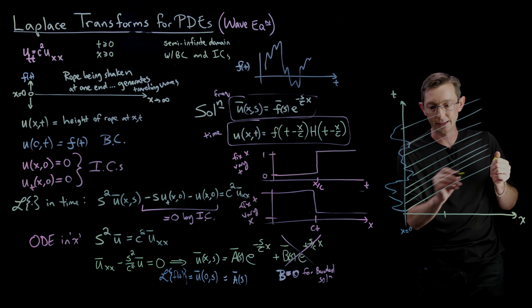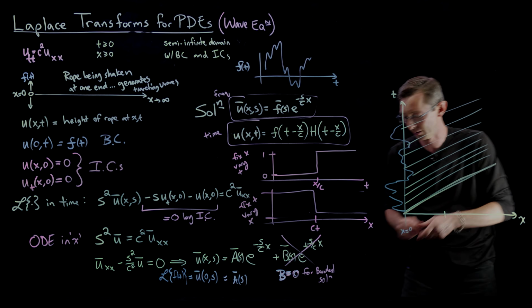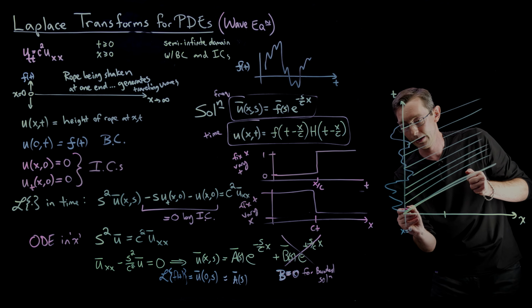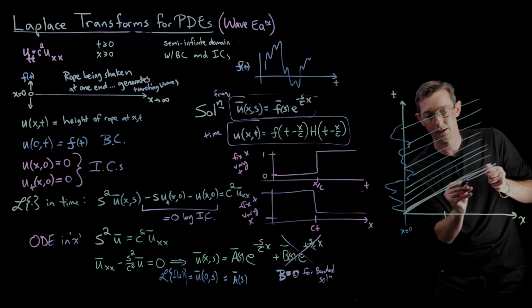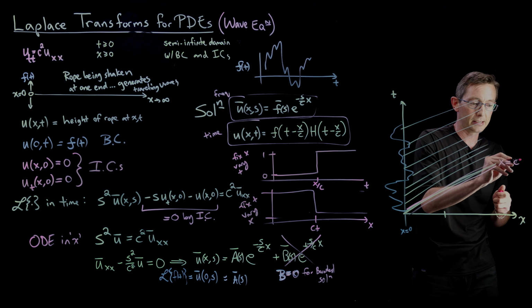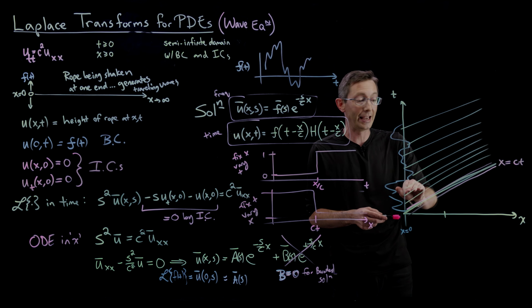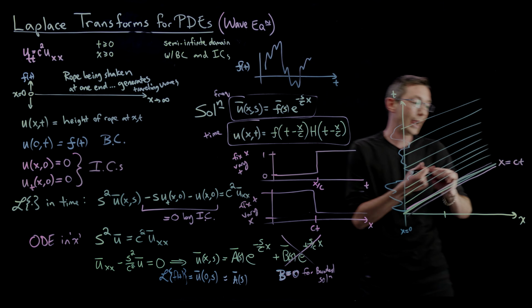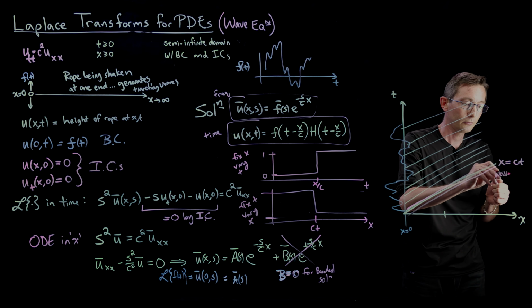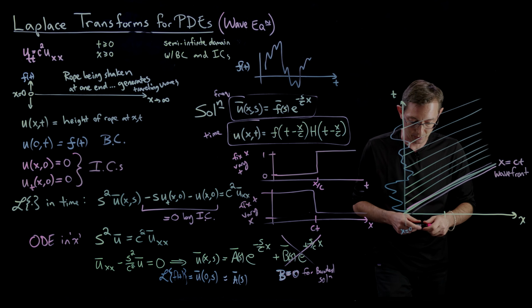So this is the line. This line here is super important. This basic line here should be in a different color probably. This line here that's kind of pink and yellow, this is the line x equals ct along which information propagates. So this is kind of a characteristic. We call this the wave front, or the characteristic line of this problem.